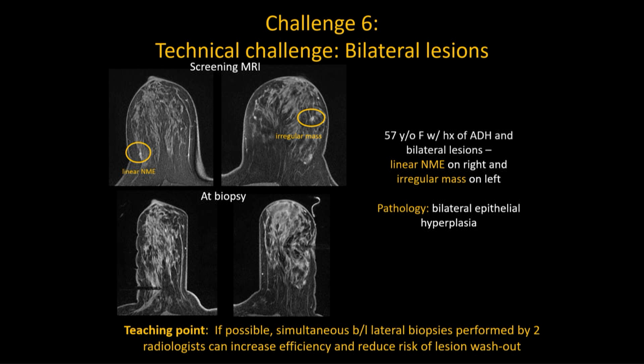biopsies. So this is a 57-year-old woman. She has a family history of ADH. She has bilateral findings, linear NME on the right, an irregular mass on the left. The pathology is bilateral epithelial hyperplasia.